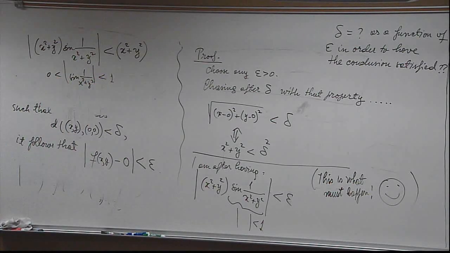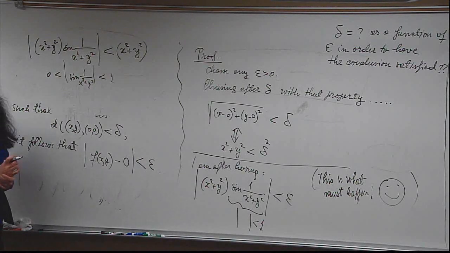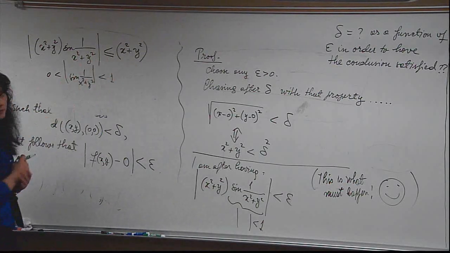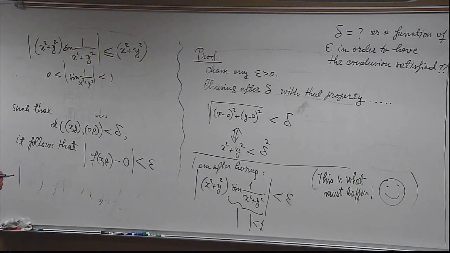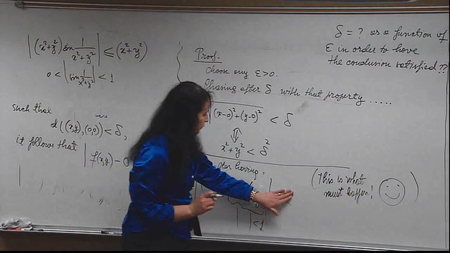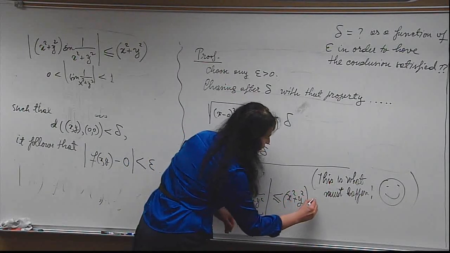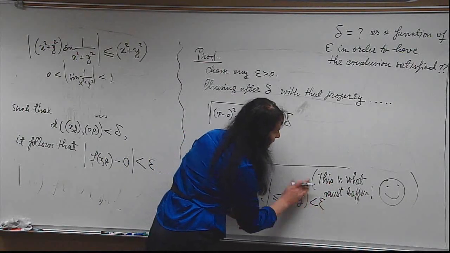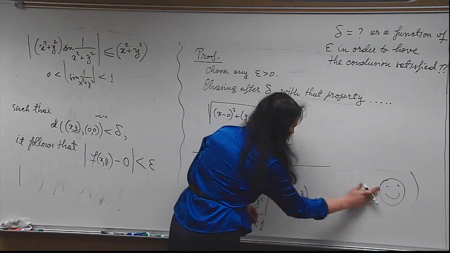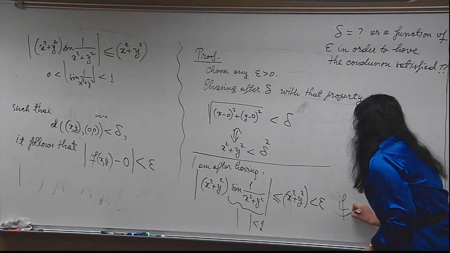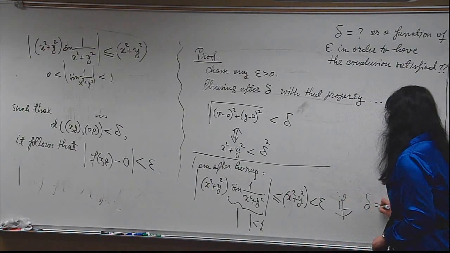Can't it equal 1? Well, when does it equal 1? For some values it will. Now, will that be a problem for us? No. Let's put it here: less than or equal to x squared plus y squared, which has to be less than epsilon if and only if, well, if delta is what?